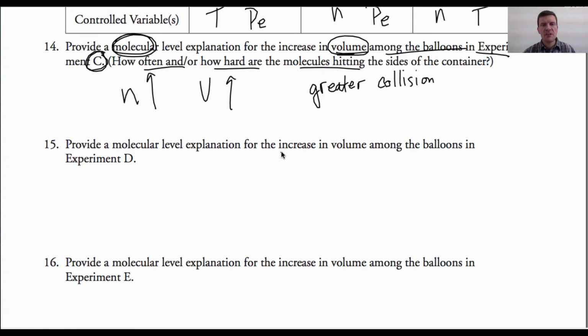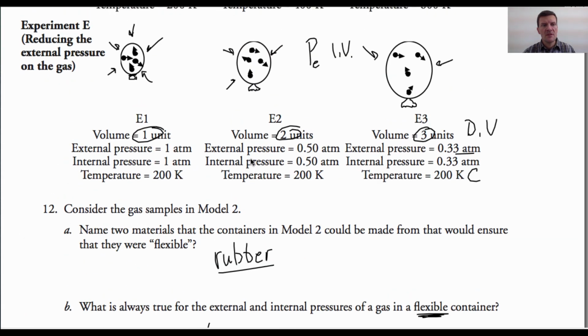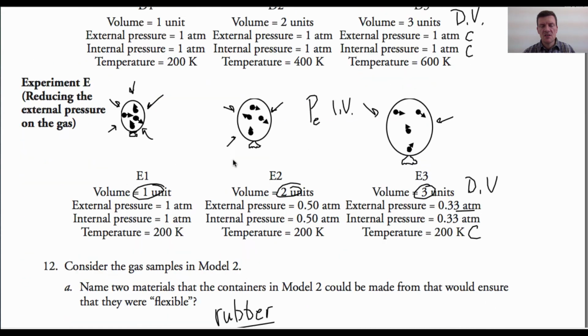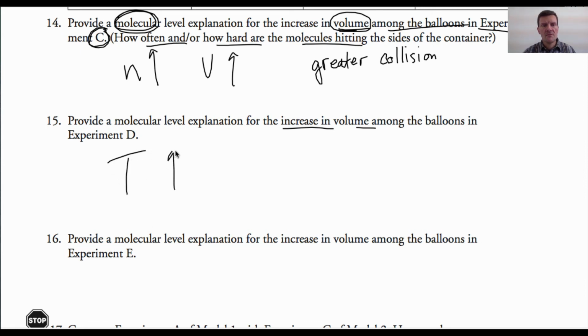Provide a molecular level explanation for the increase in volume among the balloons in experiment D. In experiment D, the volume is increasing because of temperature. As temperature increases, the average kinetic energy of those particles is going to increase. That's actually the definition of temperature. It is the measurement of the average kinetic energy of the particles. So the kinetic energy increases, and therefore they're going to press against the inside of the balloon with greater force, forcing the balloon to expand until the internal and external pressure match again, meaning you're giving those particles more space, and the internal pressure now is going to come back to what it was originally.